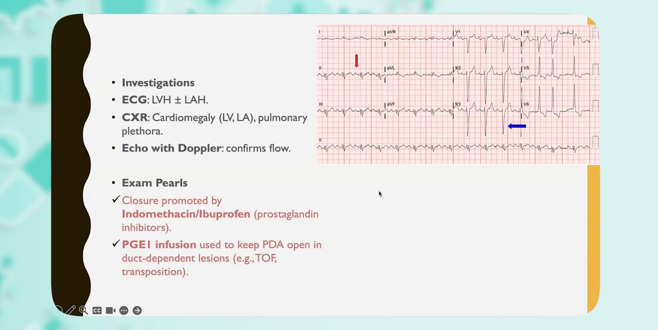Cardiomegaly is seen in the X-ray with pulmonary plethora. One point to mention is ECG and X-ray are very non-specific in PDA. From ECG or X-ray, you cannot diagnose PDA. Echo is needed, which confirms the flow. Closure is promoted by indomethacin, and PGE1 infusion is used to keep the PDA open in duct-dependent lesions.